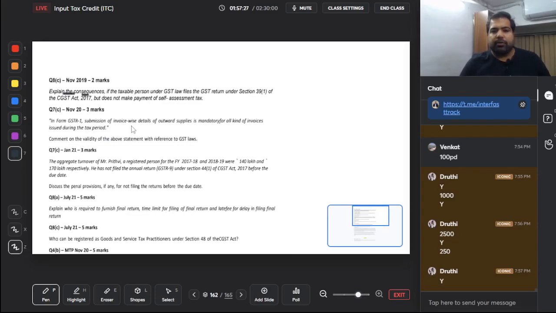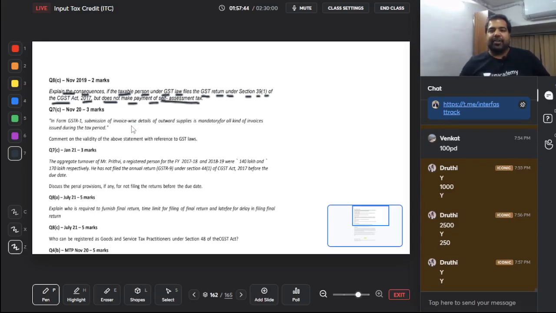Explain the consequences if the taxable person under GST law files a GST return under section 39(1) of the CGST Act but does not make the payment. Guys, if you file the return but you don't make the payment of self-assessed tax, is that wrong? Definitely wrong, guys. This is considered to be not a valid return. Guys, this is like an empty envelope given by your uncle who's come to your house.